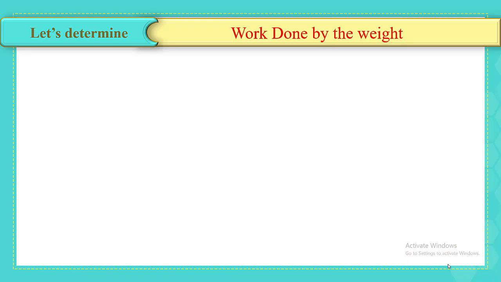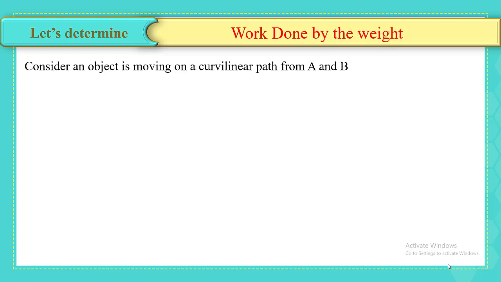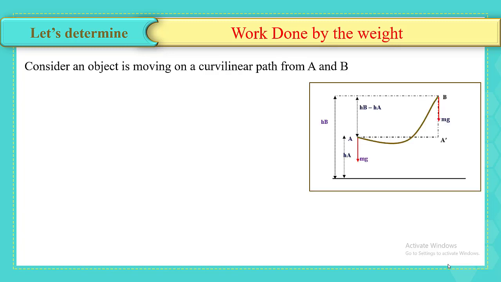Now we discuss the second objective, the work done by the weight. We assume that the weight is a constant force. We consider an object that moves on a curvilinear path from A to B, as shown in this figure. To determine the expression of the work done by the weight, we apply the formula. The work of the weight is equal to the weight times the displacement, AB vector.